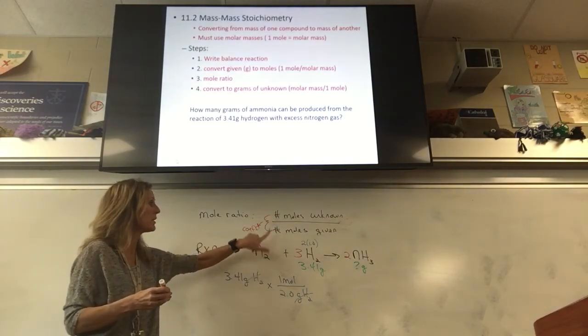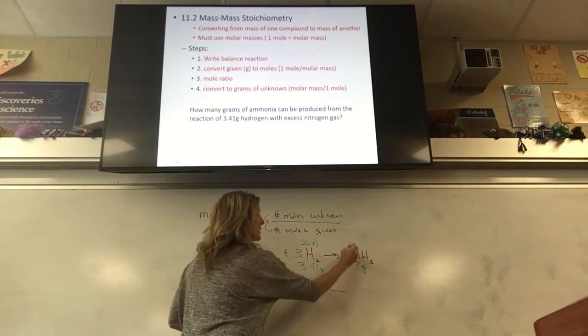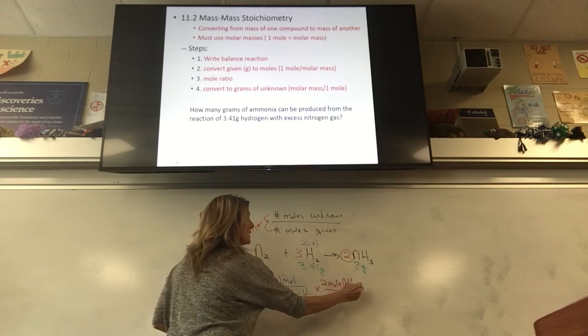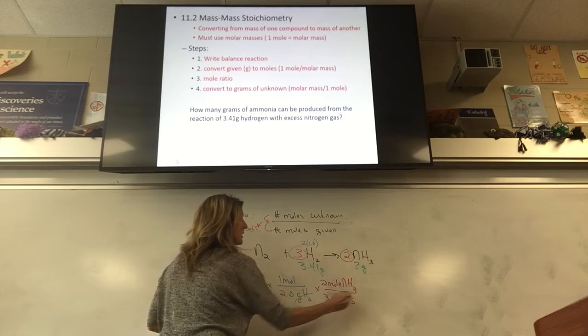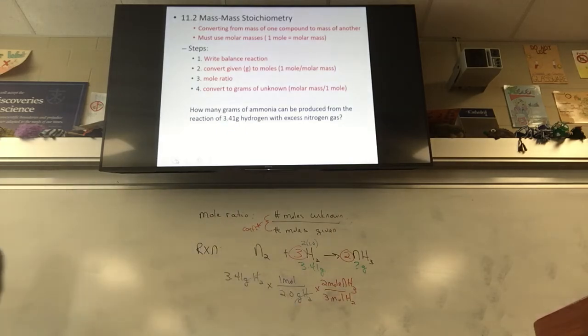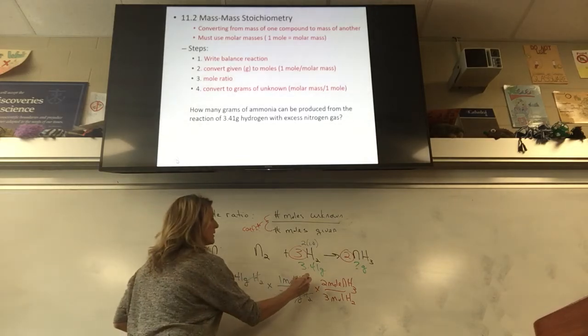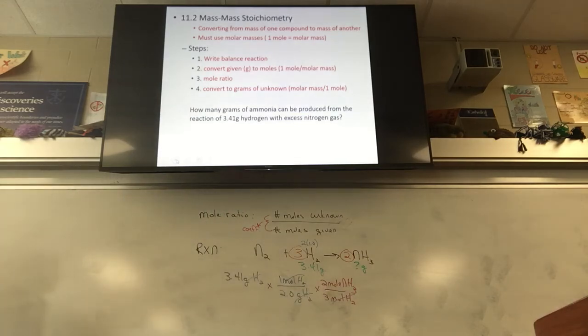So to get us out of hydrogen and into ammonia, we want to put the 2 moles of ammonia in the numerator, and then the 3 moles of hydrogen go in the denominator. Okay, because we want hydrogen to cancel and we want to get into ammonia. So that will cancel out our moles of hydrogen, and now we're into moles of ammonia. And again, those numbers come from our balancing.